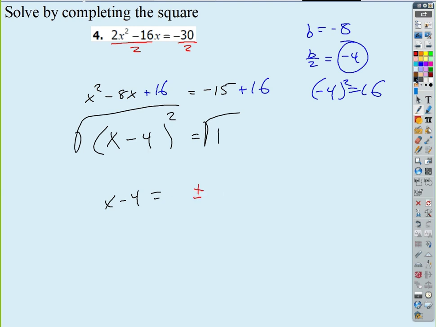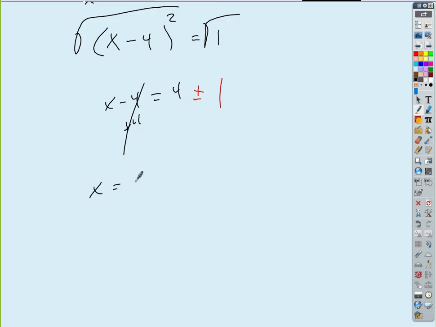Plus or minus square root of 1 is 1. And so then last step, add 4. And so there are my two answers. x equals 4 plus or minus 1. If I take the plus, what do I get? 5. If I take the minus, what do I get?